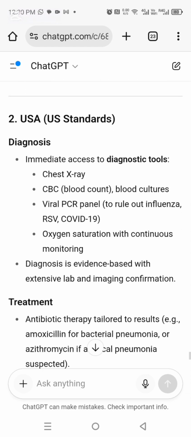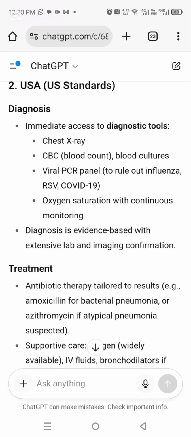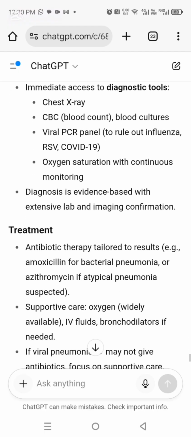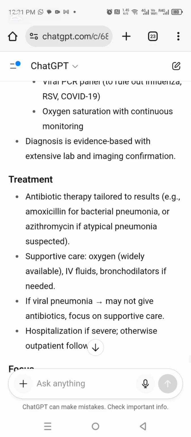Anyway, the USA standards. So this is treating the same 7-year-old who has pneumonia. What if this patient walked into a US standardized hospital? There will be immediate access to diagnostic tools: chest X-rays, CBC, which is blood count, and blood cultures, a viral PCR panel to rule out influenza, RSV, or COVID-19, and oxygen saturation with continuous monitoring. Diagnosis is evidence-based with extensive lab and imaging confirmation.